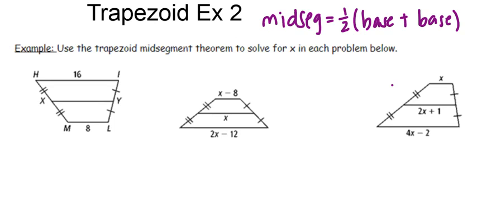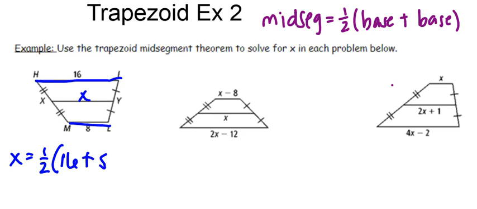Okay. And so this says solve for x in each picture. In this first one over here, I don't have an x, so I'm just going to put it right there. That's my mid-segment. So my mid-segment x is half of, and in a trapezoid, the bases are the two sides that are parallel. So that would be HI and ML. So I'm going to do half of 16 plus 8. So that means x is half of 24. So x is 12.